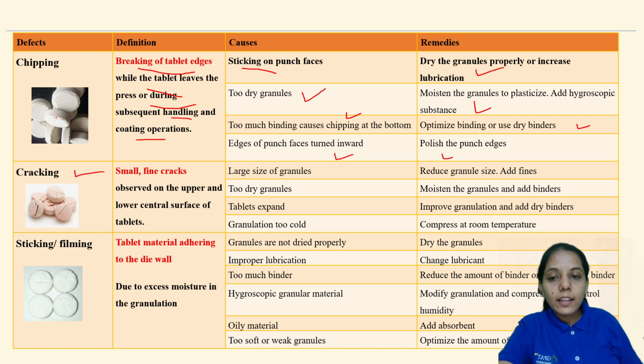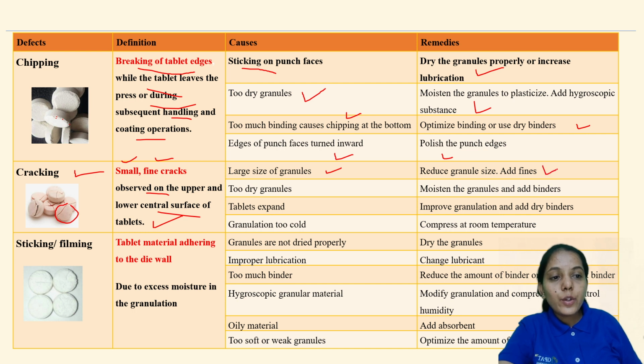Next is cracking. So the small fine cracks are observed on the upper and the lower central surface of the tablet. So here you can see the tablet is not breaking, but certain cracks are observed. Why those cracks? Because of the larger size of the granules. If the size of the granules is very high, then the cracking may occur.